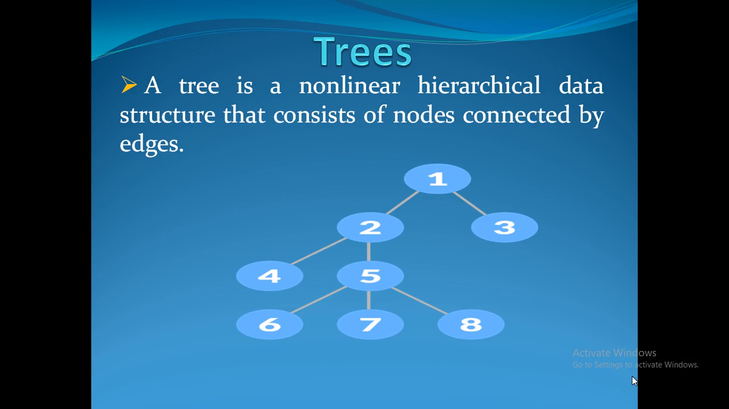A tree is a nonlinear hierarchical data structure that consists of nodes connected by edges. So these are the nodes 1, 2, 3, 4, 5, 6, 7, 8. These are the nodes, and all these nodes are connected with the help of edges. So this is the definition of trees.